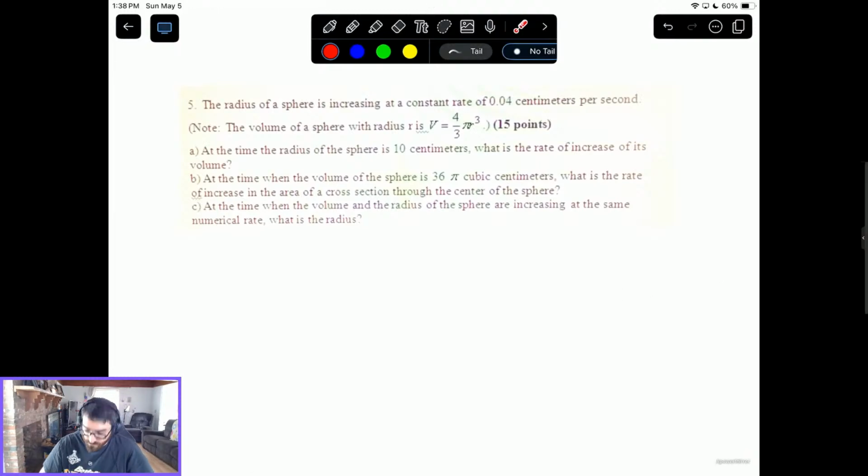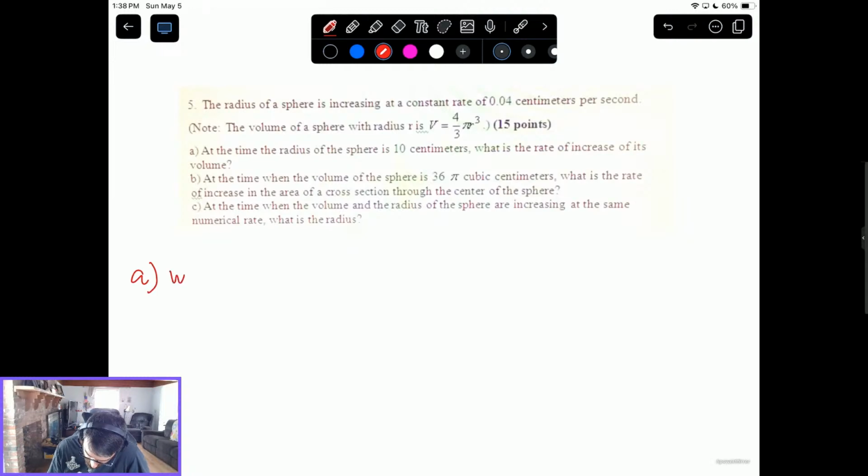Okay, we're going to go ahead and solve this problem. This is a related rate for Andrew. The text says, the radius of a sphere is increasing at a constant rate of 0.04 centimeters per second. Note the volume of the sphere with radius r is V = 4/3 π r³. At the time when the radius of the sphere is 10 centimeters, what is the rate of increase of its volume? So essentially, I always tell you guys to start these related rates out by doing a what do we know and what do we need?